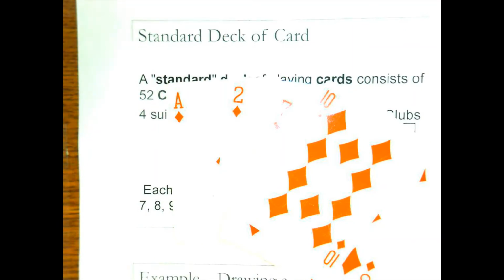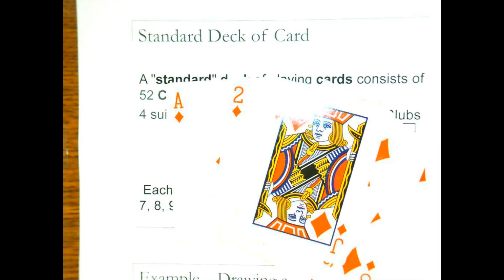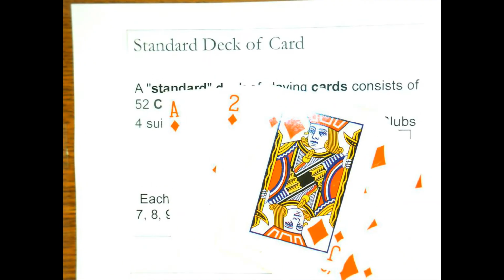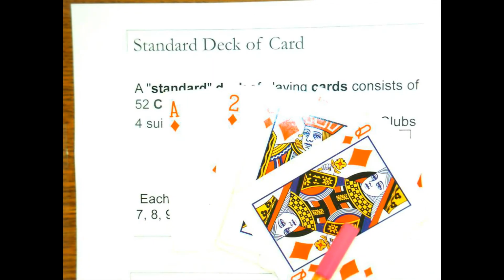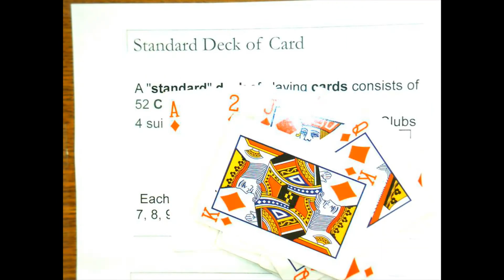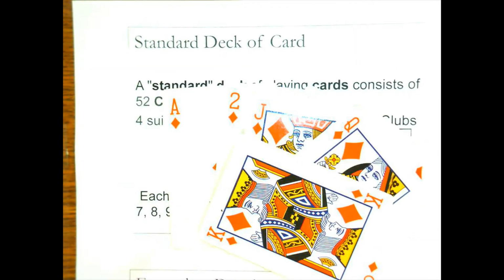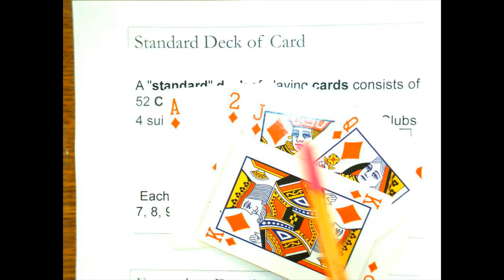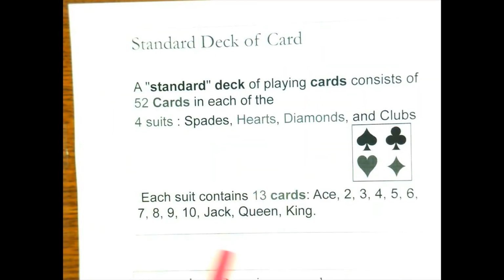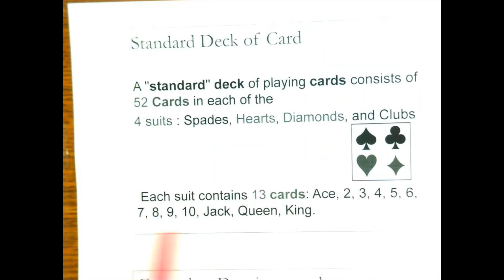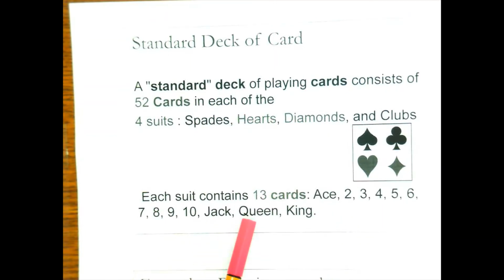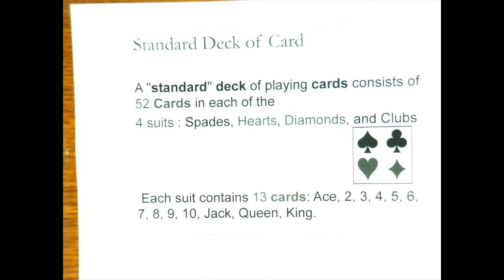But then we have what we call face cards: jack, queen, and king. These 3 are called face cards because they actually have a face on them. So if you think about it, each suit has 13 cards: ace to 10, where you can look at the ace as a 1, and then we have jack, queen, and king. So let's keep that in mind when we do our next example.